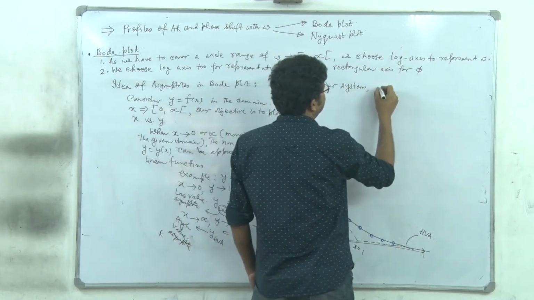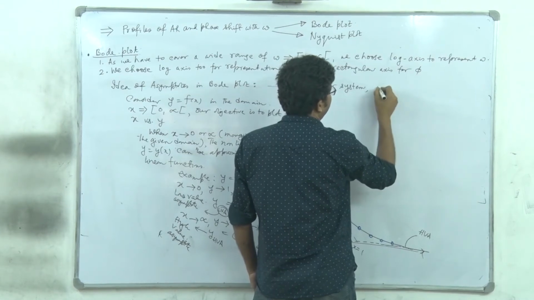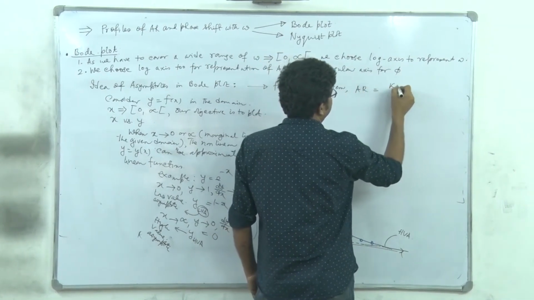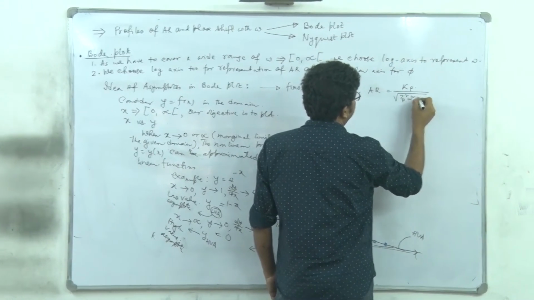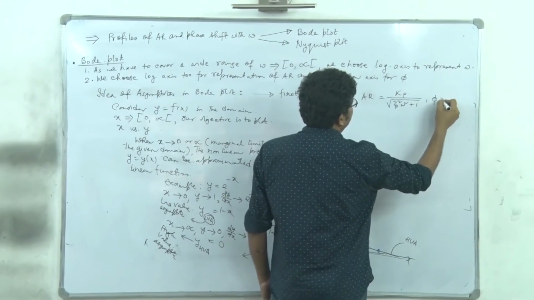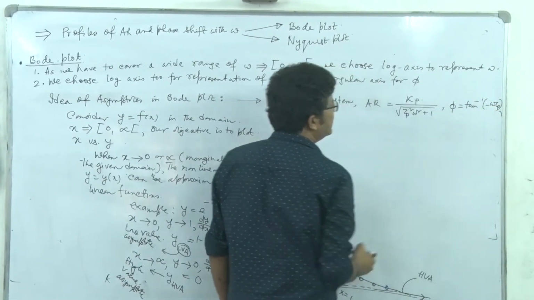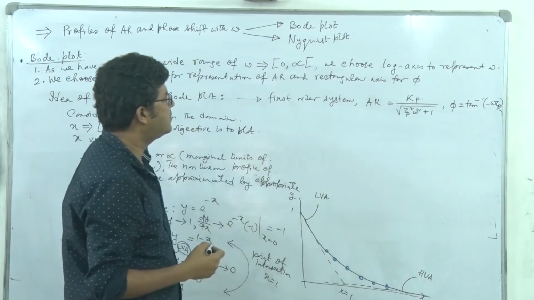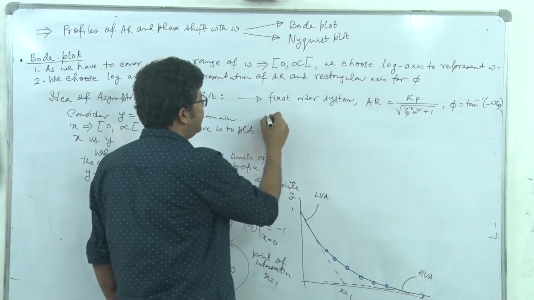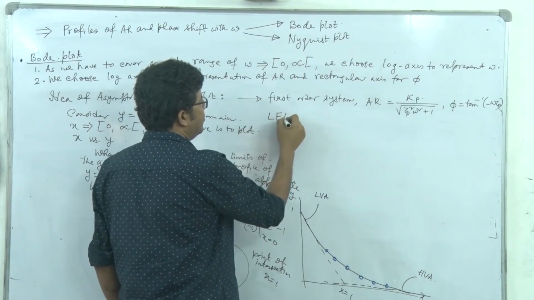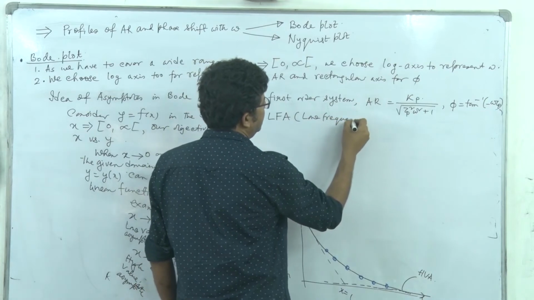So for a first order system, this amplitude ratio directly is equal to Kp divided by the square root of tau p square omega square plus 1, and phi is equal to tan inverse of minus omega tau. Right? So you see here that if we think of LFA now, LFA means what? Low frequency asymptote.